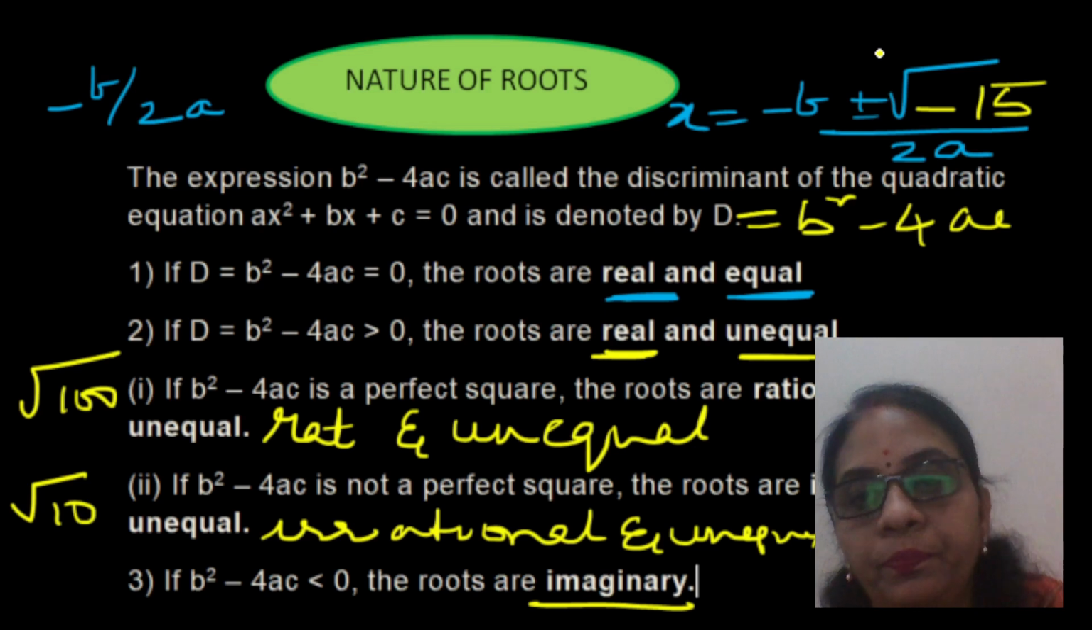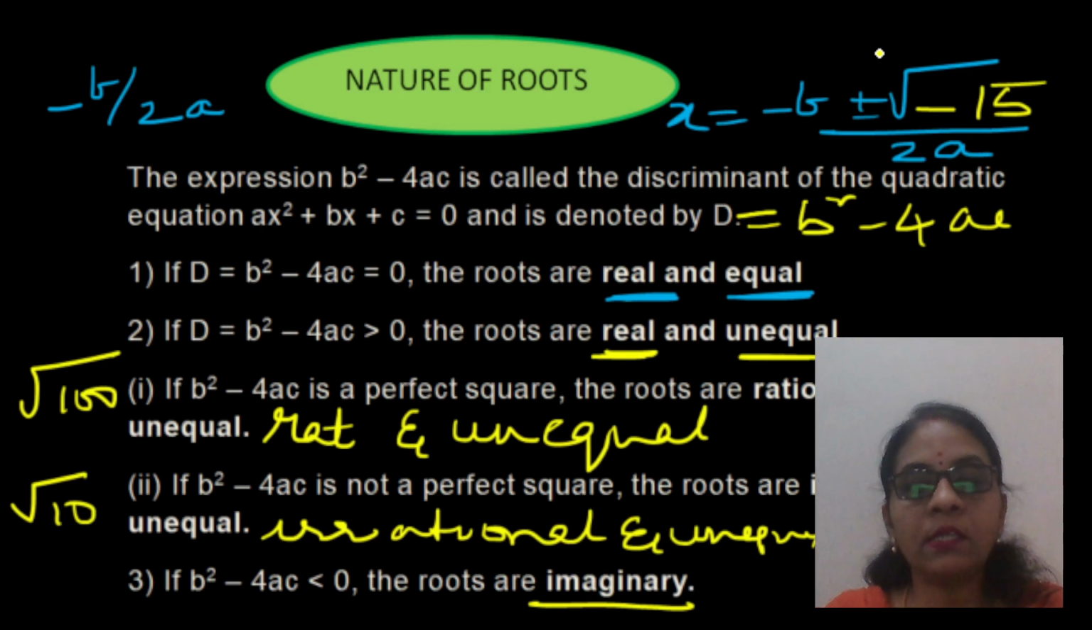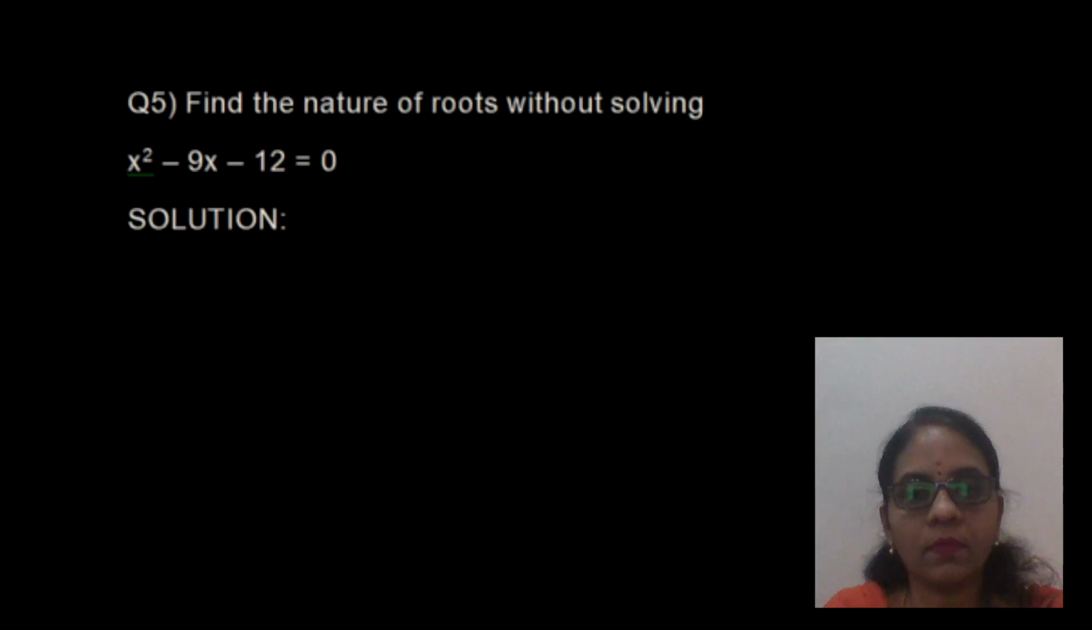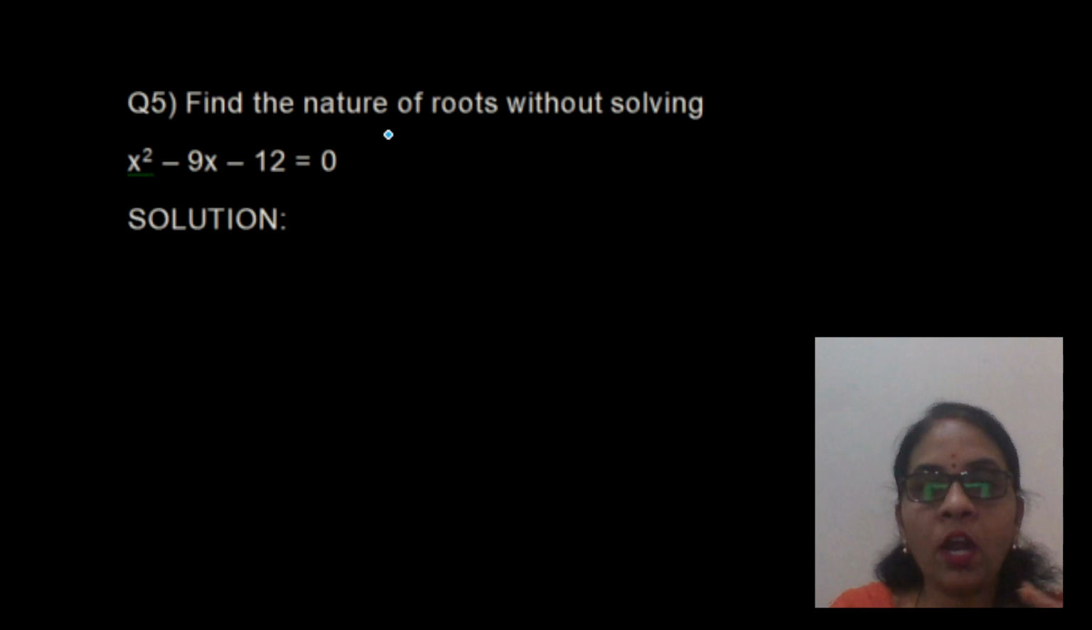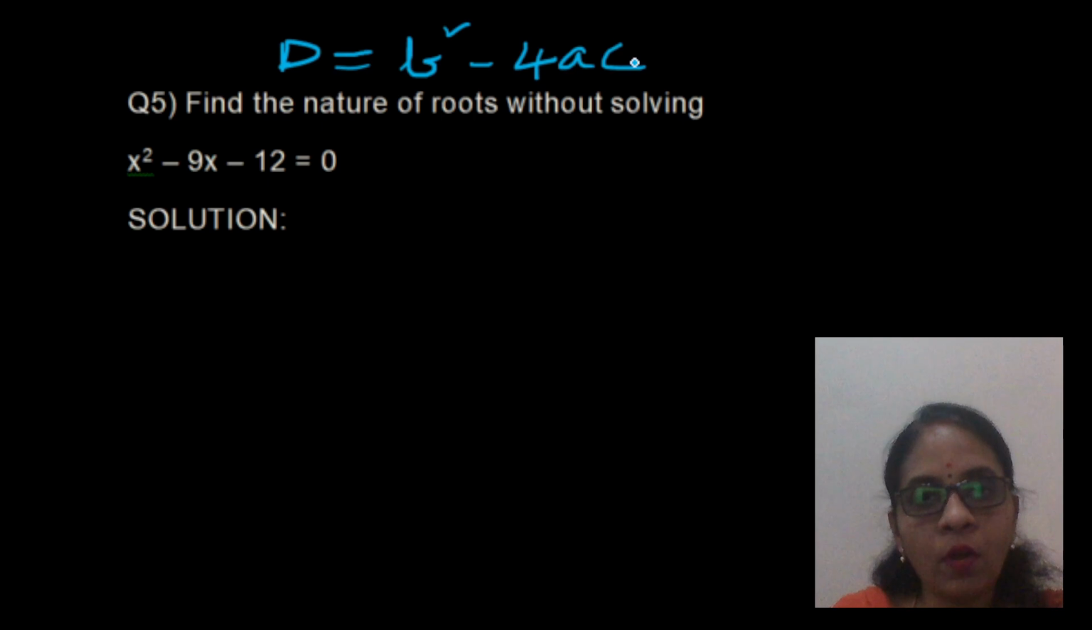So let's do some numericals in this nature of roots. The first question is, find the nature of roots without solving. What do they mean when they say without solving? Children, without solving means you need not find the value of x. You just have to tell what kind of roots they are, whether they are rational roots, equal roots, irrational, or imaginary roots. And how will we find? By just finding the value of the discriminant, which is b square minus 4ac.